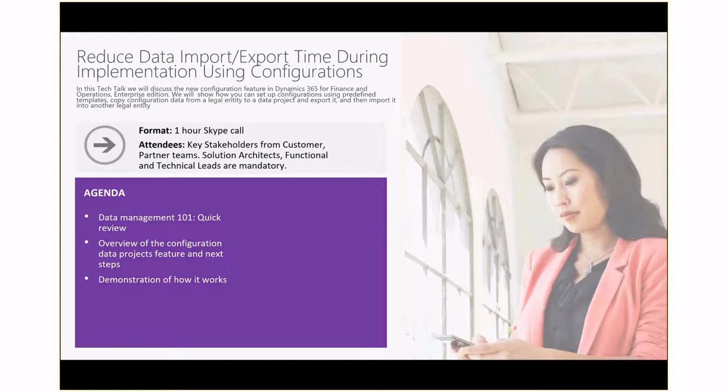And so what we're going to talk about today is I'm going to do a quick review of Data Management 101 in Dynamics 365 for Operations and Finance. This is for people that are using the cloud version. If you think it's for AX 2012, it's not for that version. It's just for the version in the cloud, Dynamics 365. We're going to then do an overview of the data configuration data projects feature, and talk about some of the next steps. This is just the beginning of part of our roadmap. And then finally, we're actually going to do a demonstration, so you get to see real code that will be released soon.